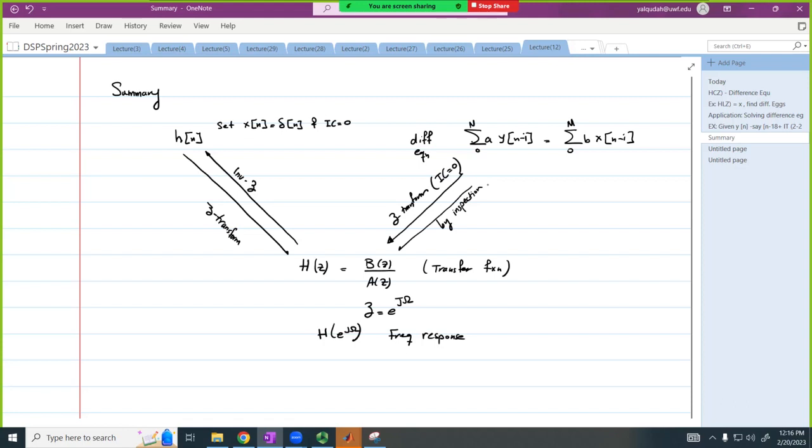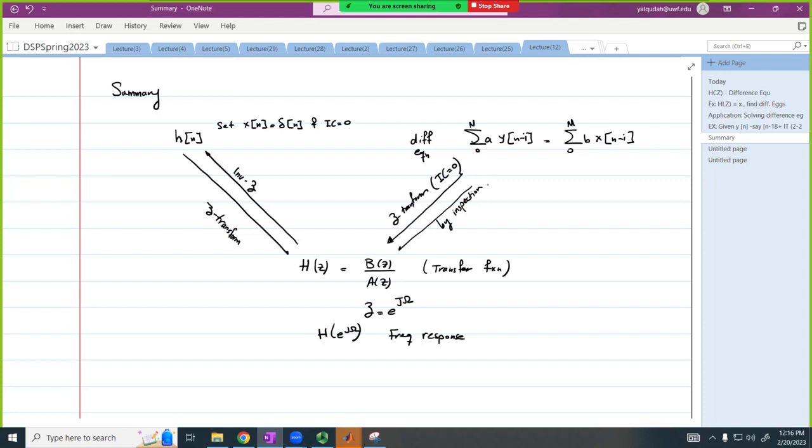A of z multiplies the y of z. So therefore, these coefficients are going to give me the difference equation terms that multiply y. The numerator multiplies x, so therefore it's going to give me the terms that multiply x. The numerator, denominator. Does that make sense, everybody?